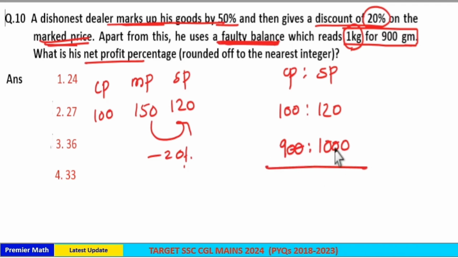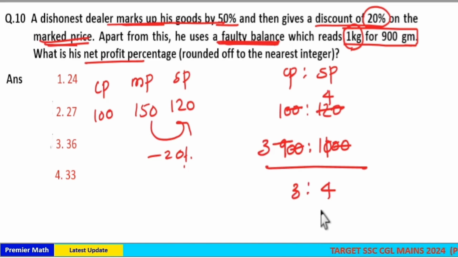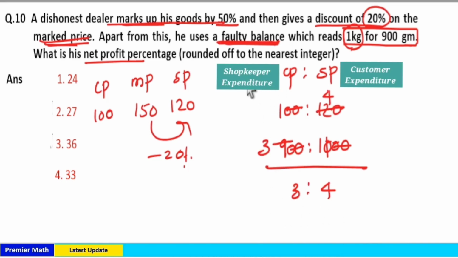Now take the ratio. 0 cancel, 0 cancel. Now 3 goes 3 times in 9, 3 goes 4 times in 12. So 3:4 is the cost price and sell price ratio. Cost price and sell price ratio means the left side is equal to shopkeeper expenditure and the right side is equal to customer expenditure.